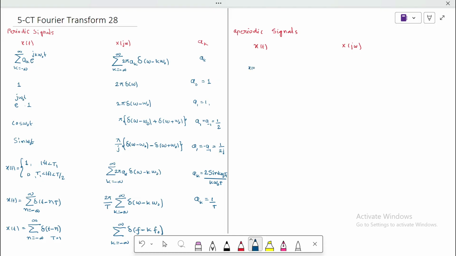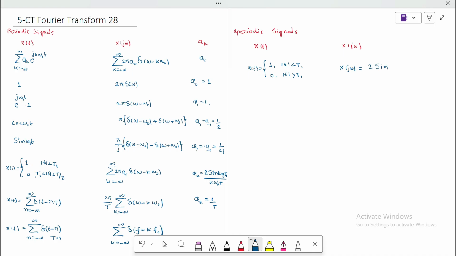See, I'm writing this aperiodic signal, a rectangular pulse. One for mod t less than t1, 0 otherwise, so mod t greater than t1. After t1, there is no signal. So this is the aperiodic, and this is periodic. For that case, a_k into T is nothing but x of j omega.